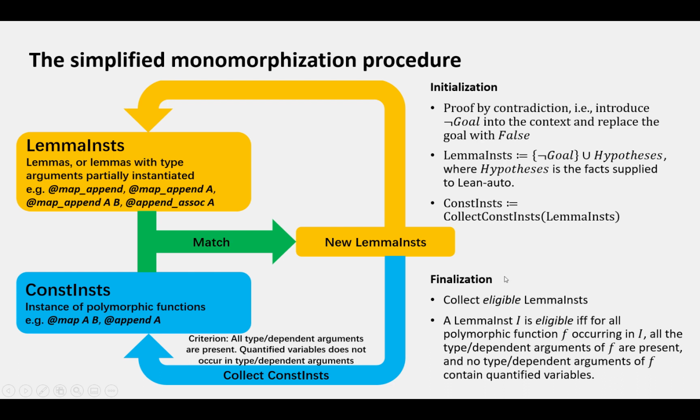Okay, so in the end, we want to collect all the eligible lemma insts. And a lemma inst I is eligible if and only if all the polymorphic functions in it basically qualify for const insts. So the criteria is the same.